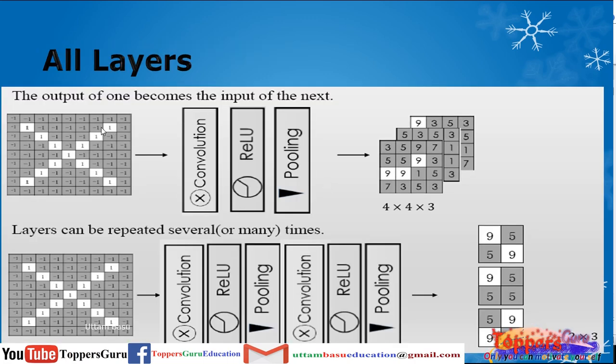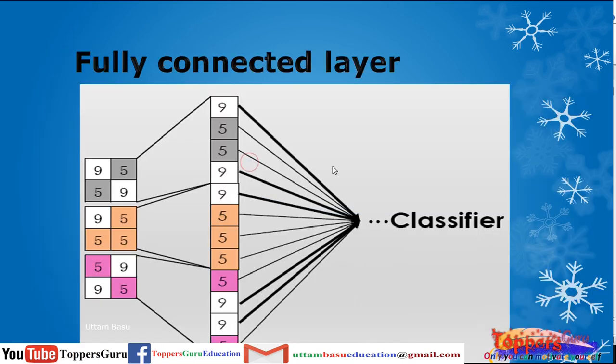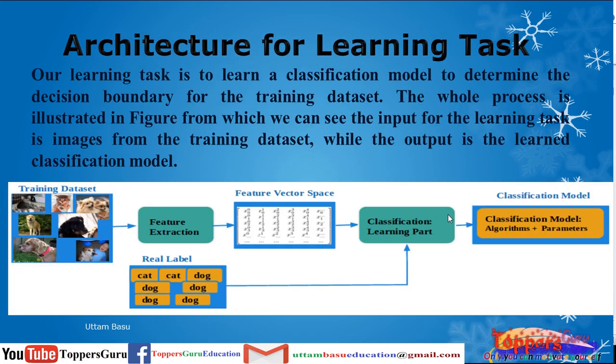So here I take the input value, convolution, ReLU, pooling, and get the output classified images. Yeah, I will explain ReLU later. So at last we will get input images, different layers, filters. After applying, we will get the output classified images.